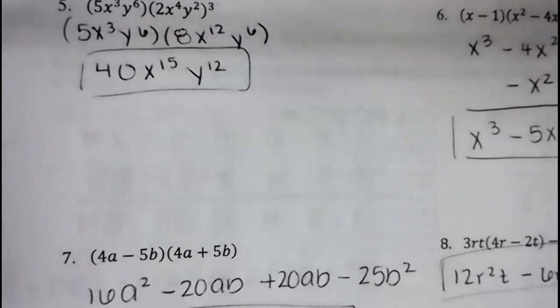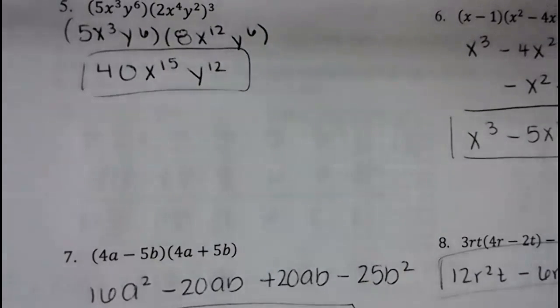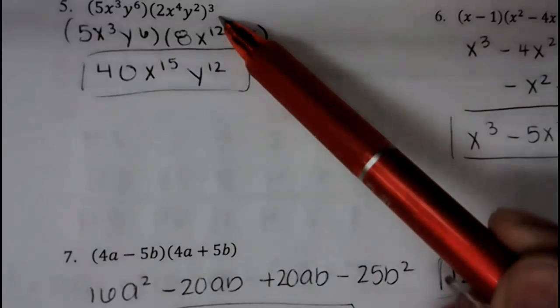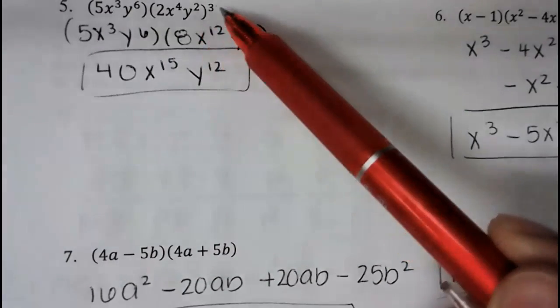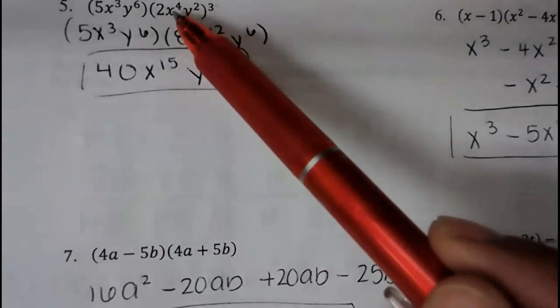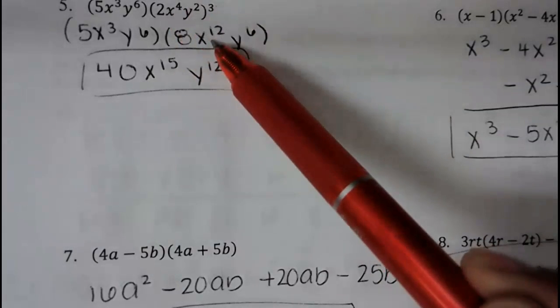Okay, and number 5, we're going to multiply. But before you multiply, you have to cube, or you need to think of that being written 3 times. So by cubing it, you're going to take the cube to each term. A cube to the variable is like a power to a power, so you multiply.